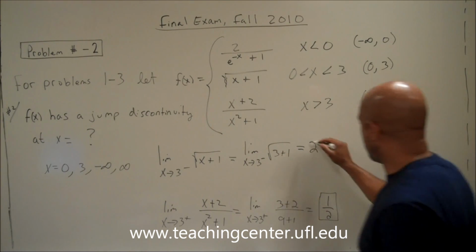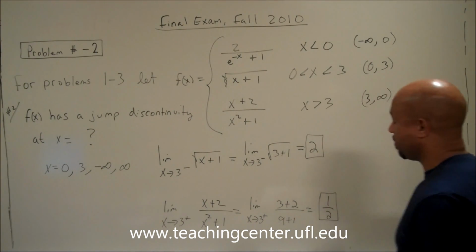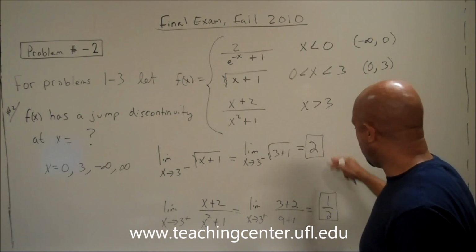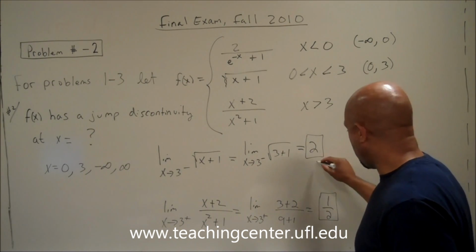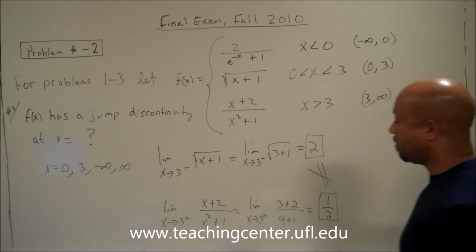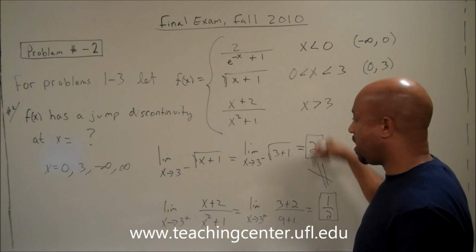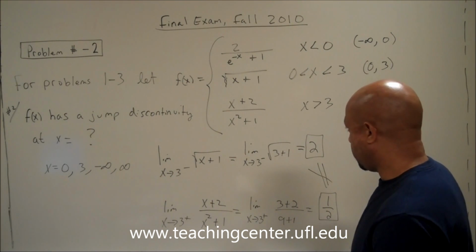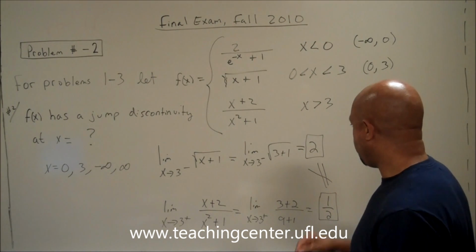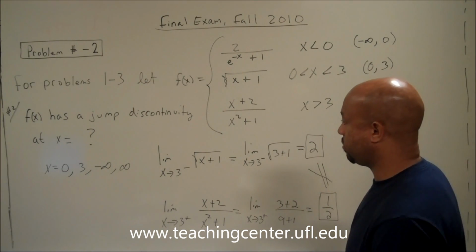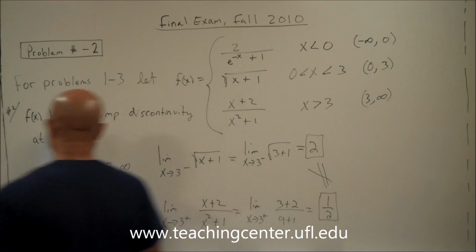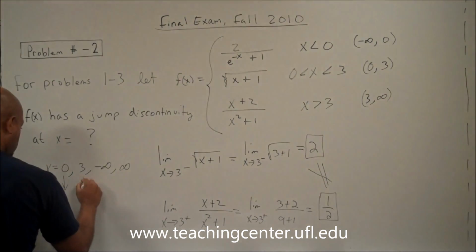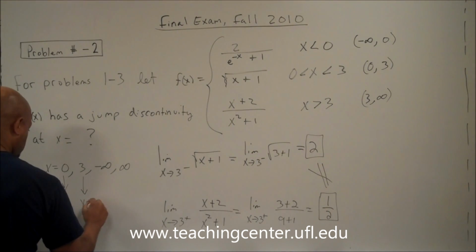Okay, now we see that as we're approaching this function from the left, we get a value of 2, and from the right we get a value of 1/2. These do not equal. That means the function is jumping from 1/2 to 2, or from 2 to 1/2. There's a discontinuity there. So we're definitely going to have a jump discontinuity at 3. So for this particular one, for 0 we have no. Here we have yes.